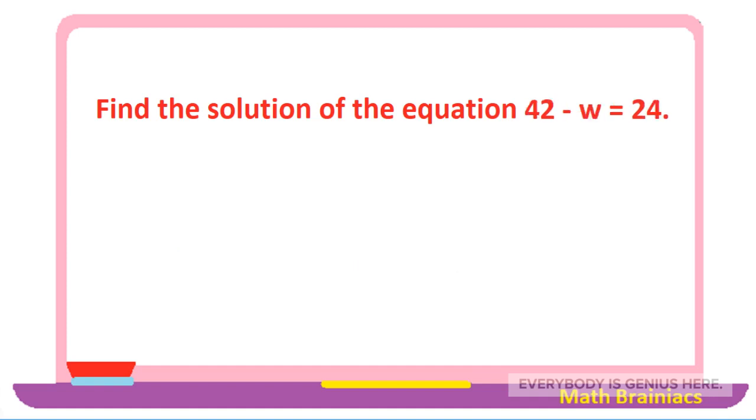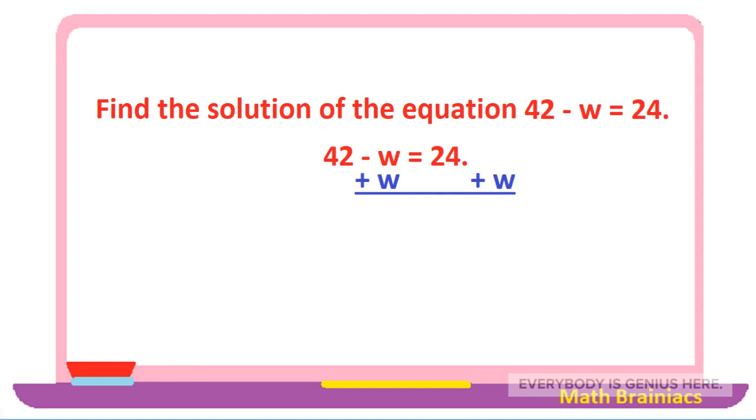Let us work on another example so that you can understand it well. Find the solution of the equation 42 minus w is equal to 24. Let us rewrite the equation so that we can start working on it. Therefore, 42 minus w is equal to 24. You can see that we have subtraction in the equation.